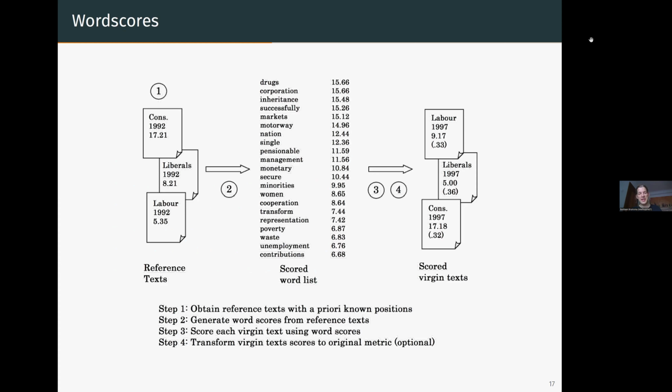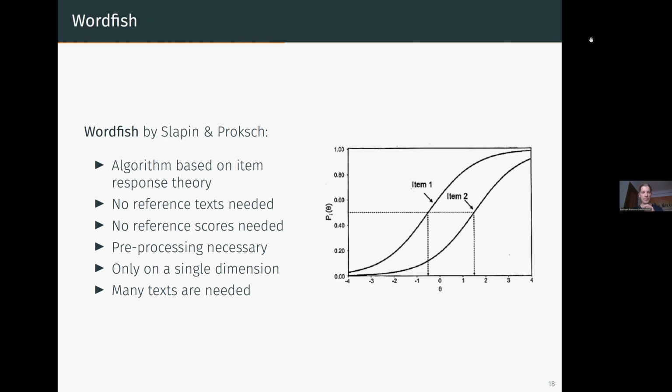a couple of reference texts that you give a score. Then what the algorithm does is look at the words in those reference texts, look at how often the word occurs in the text, and multiply that by the score that you gave it. So, for example, how conservative it is. Then it uses that to classify another set of texts, which they call your virgin texts. So it scales new documents based on scaling positions of the old documents. Very simple and very popular.